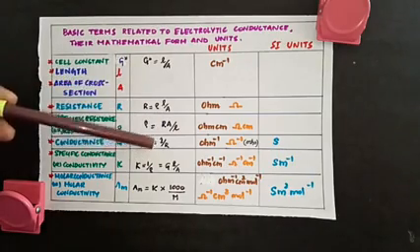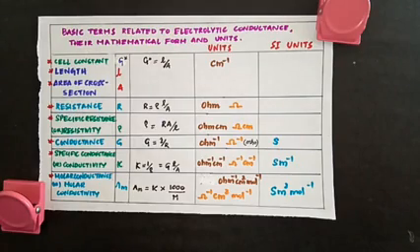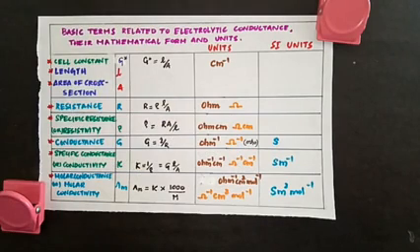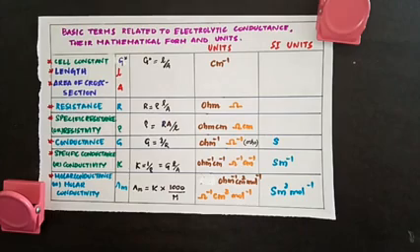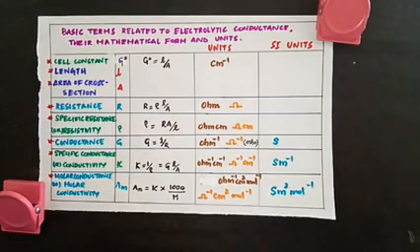So G is equal to 1 by R. The unit of conductance is ohm inverse, also called mho, the inverse of ohm. And the SI unit for conductance is Siemens, represented by capital S.